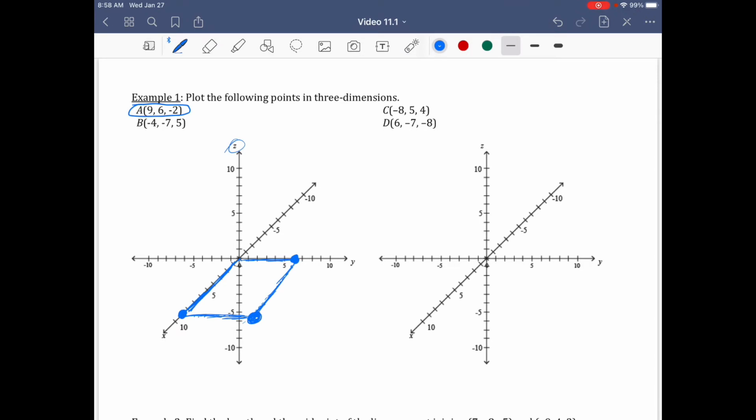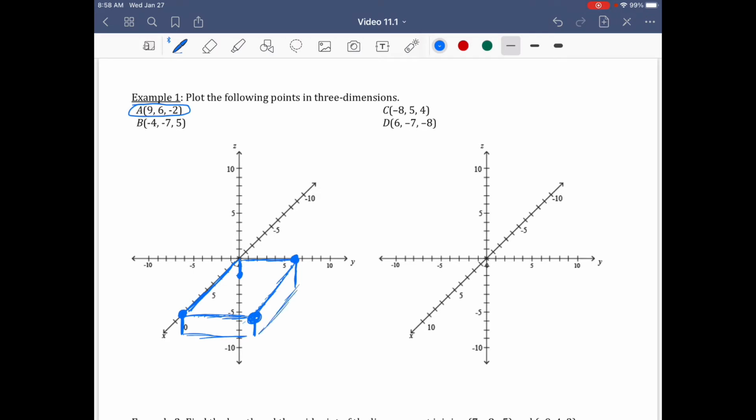So now let's deal with the -2. The -2 means it is 2 units down from the xy plane. It is 2 units behind the whiteboard that we're looking at. So what we can think of is it goes down 2 units, down 2 units. So we're actually looking at almost like a prism here.